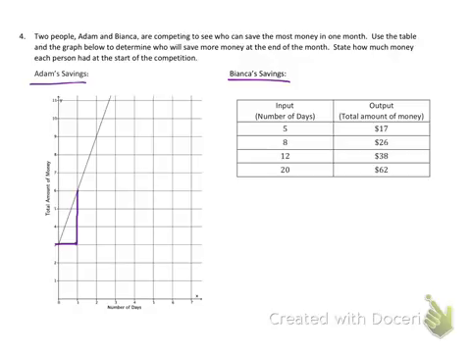So he's saving $3 every day. Okay, it's a straight line, so we can assume it's constant. So we could write an equation for Adam's savings. His rate of change is $3 per day. And he started with $3, right?